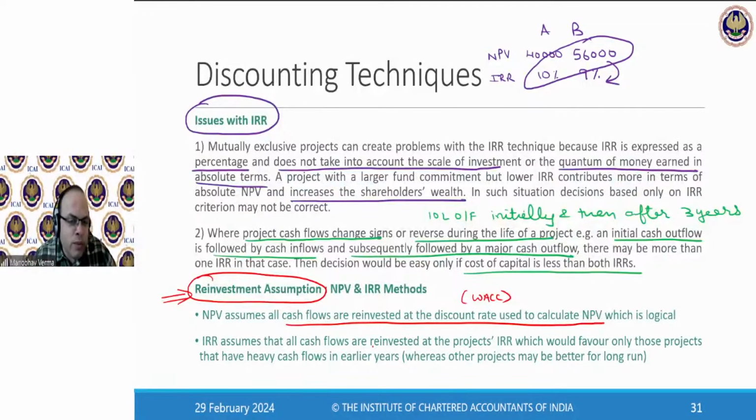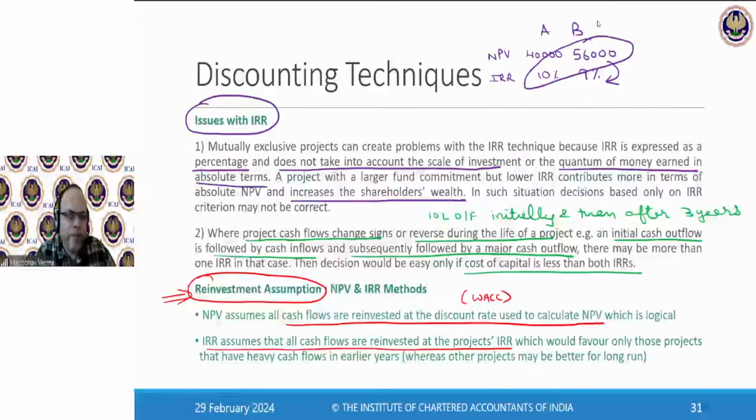But IRR would assume that the cash flows are reinvested at the project's IRR. Now, because you don't know any other rate, right? In IRR, you are only calculating one rate at which NPV is zero. So that means IRR will always favor the projects which have higher returns in the earlier years. I think this is a little bit of theory.